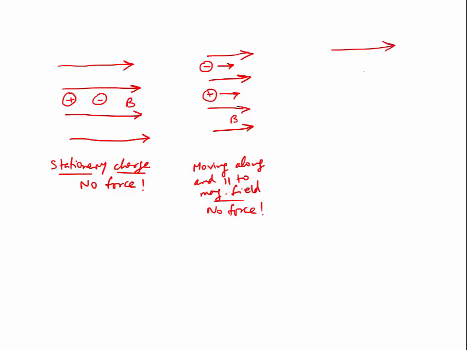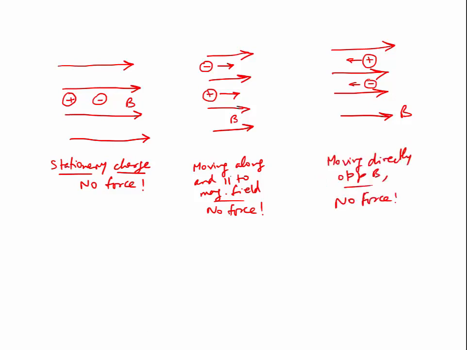And the third condition in which there is no force is when it is moving parallel but directly opposite to the magnetic field. So in this case, if I have a positive charge moving directly opposite the magnetic field, or a negative charge that's moving directly opposite the magnetic field, there is no force. Those are all the conditions in which there is no force from the external magnetic field on a charge. But what if the charge is moving in this direction? So it's not moving parallel to the magnetic field, it's not moving opposite the magnetic field, but it's moving at some angle. Let's take a closer look at that example.